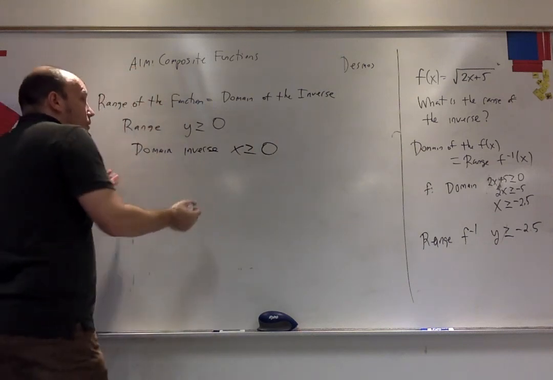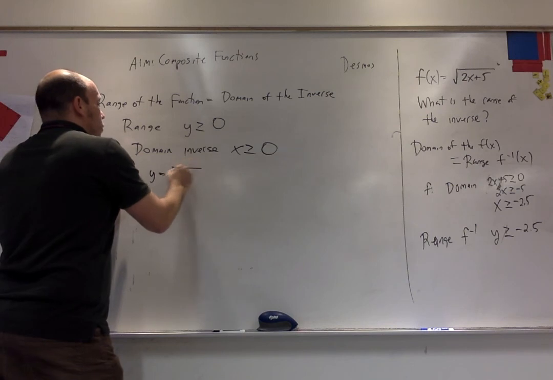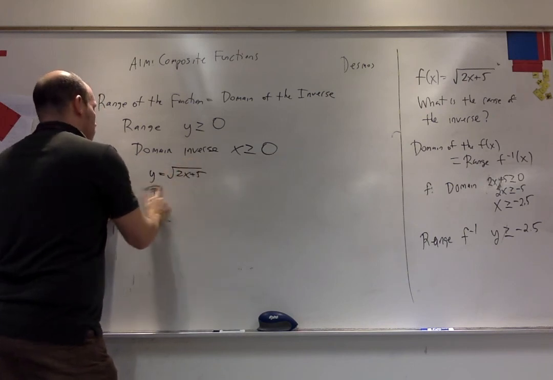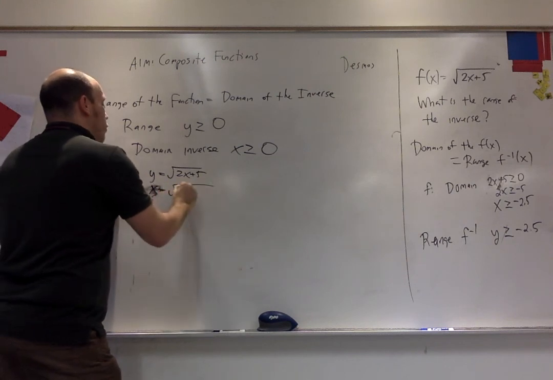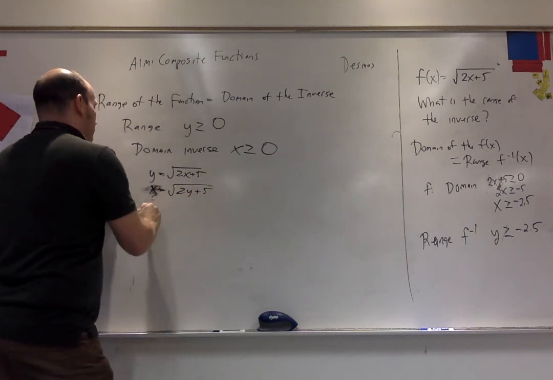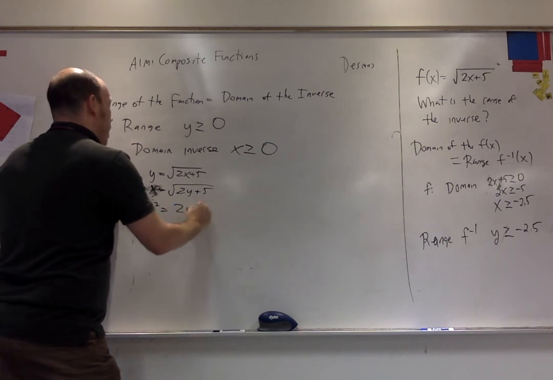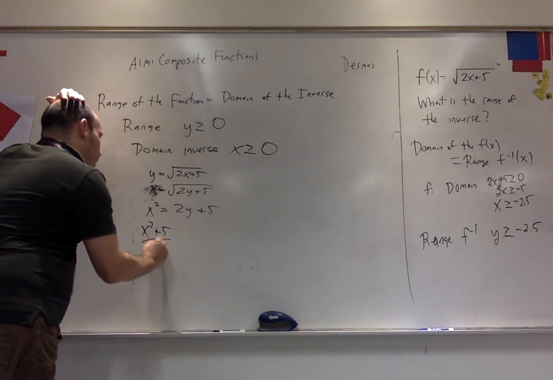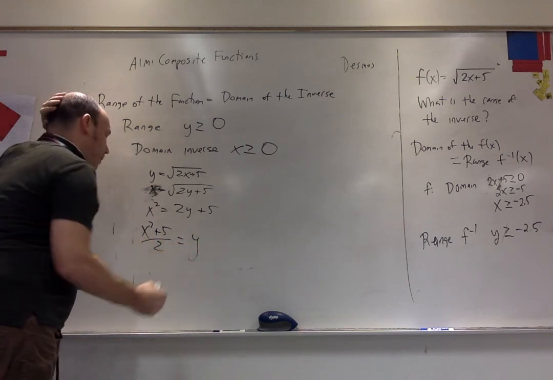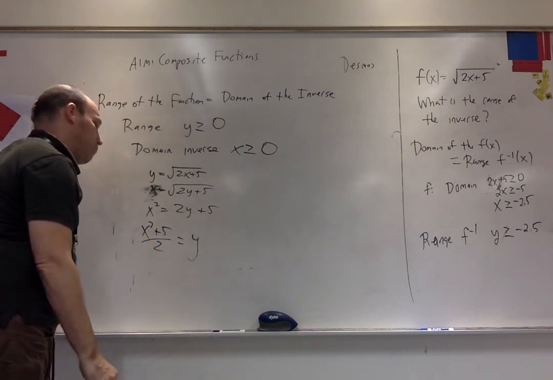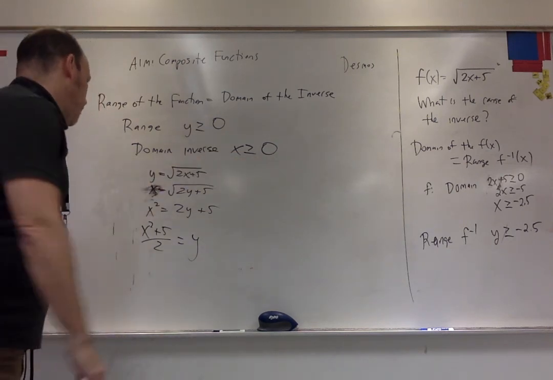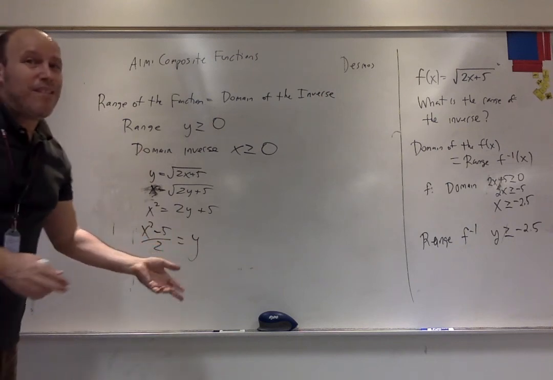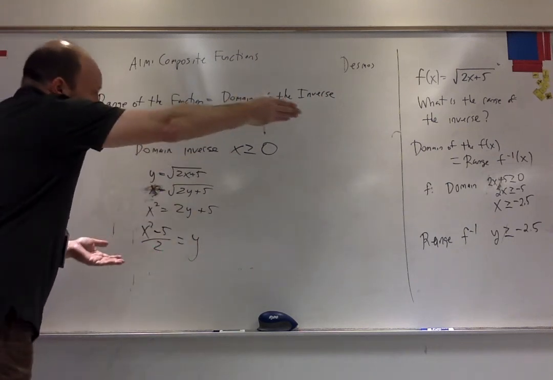Obviously, you can figure that out. y equals square root of 2x plus 5. Swap: x equals square root of 2y plus 5. x squared equals 2y plus 5. x squared minus 5, over 2, equals y. Yep. And you can look at these two graphs, and you can see it works out nicely.